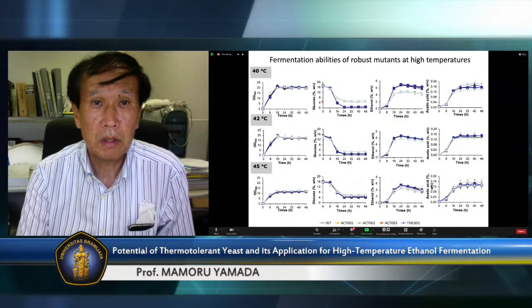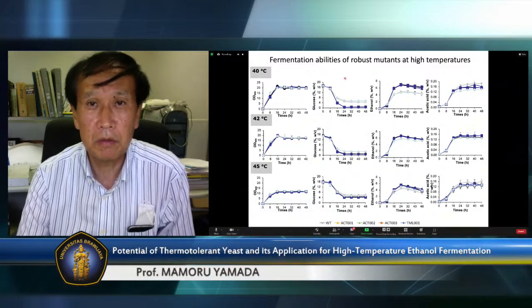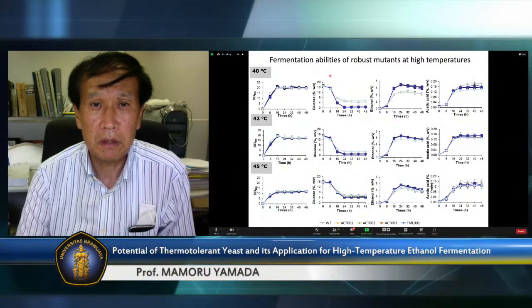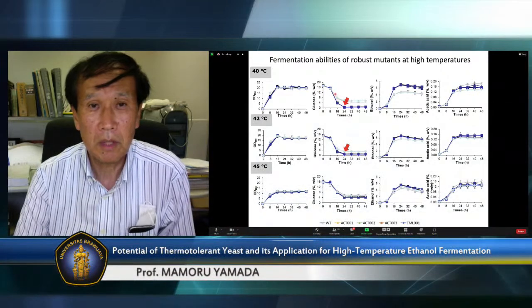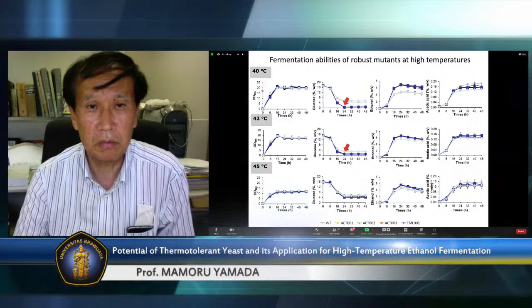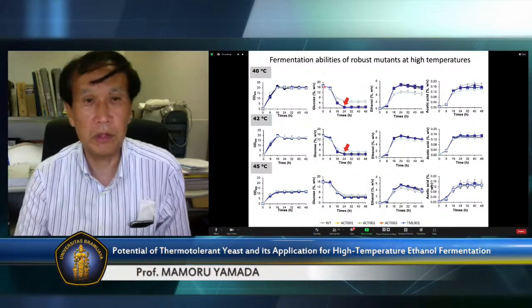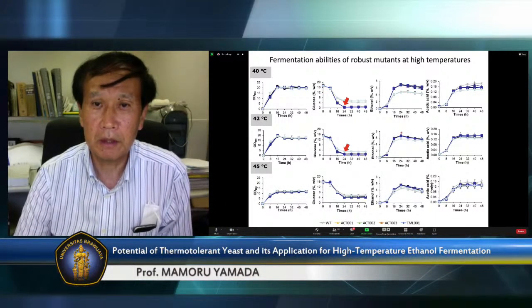We actually obtained 4 mutants, and they show higher fermentation abilities. You can see here the wild type stops the fermentation here, but the mutants use glucose mostly at 40 and 42 degrees when we use 16% glucose, and produce higher ethanol than the wild type.